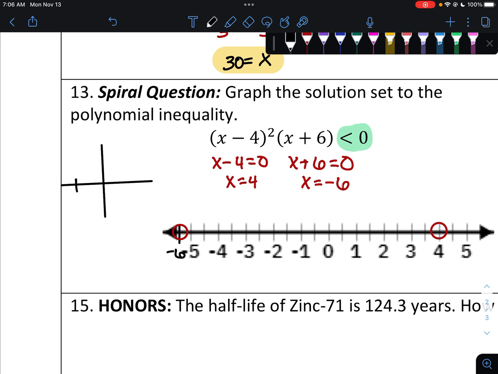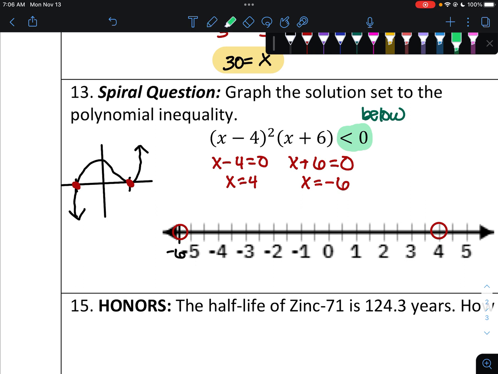So negative 6 is here, 4 is here, so it looks like it's going like this. And then it's bouncing and going back up. Okay, so these are, again, negative 6 and 4. We want when it is below the x-axis. So when is it below the x-axis?